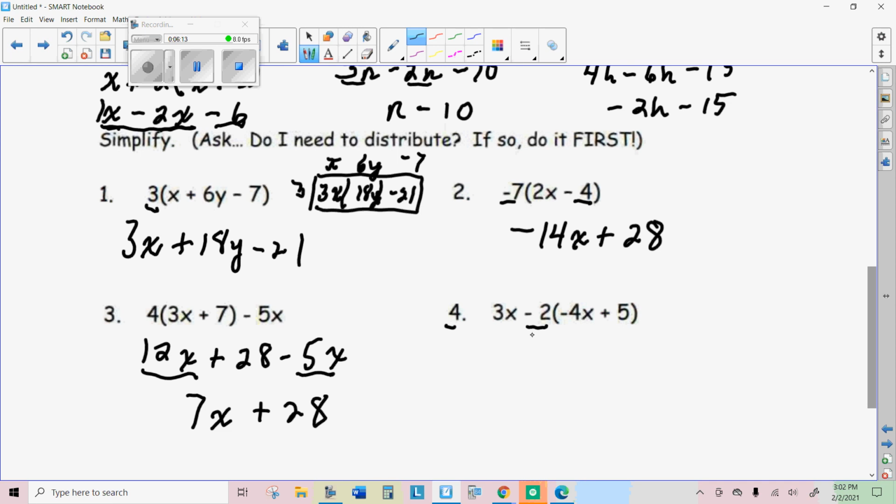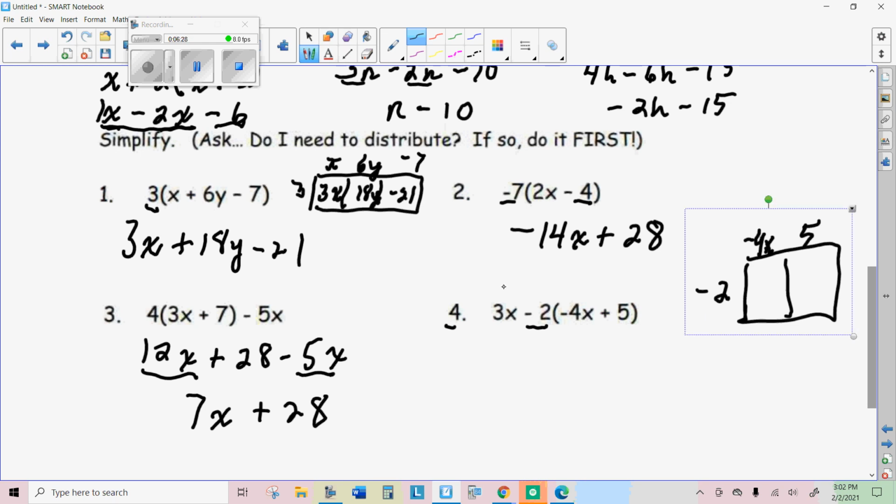Make sure to use negative 2 here when you're multiplying. So in your multiplication table, you would have negative 4x here and 5 here. And then you're multiplying those by negative 2. Here's what I got for that one.